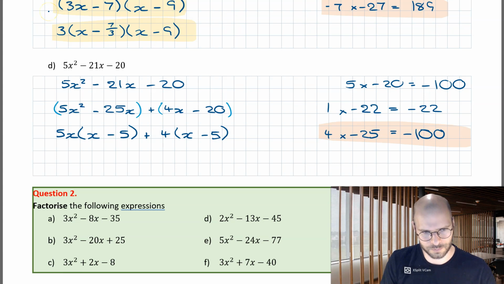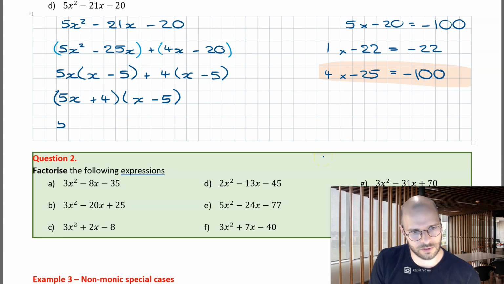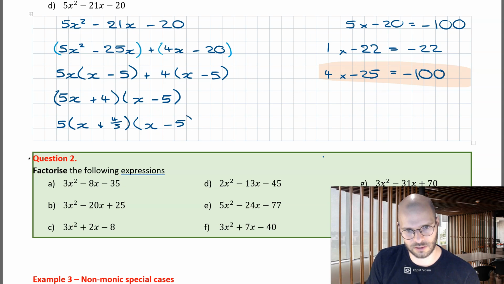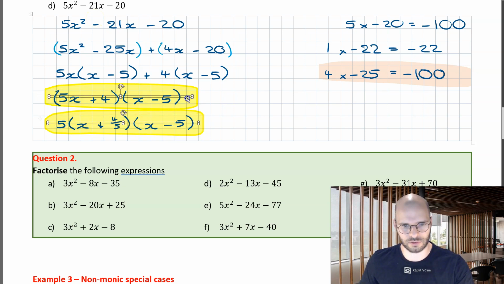So therefore, what you can see is that we are going to have 5x, going for the final bit of factorization. Pull out the 5, leave behind the x. We have 4 over 5 because we took a factor of 5 out, I should say. And then x minus 5. So that will be our factorized form.